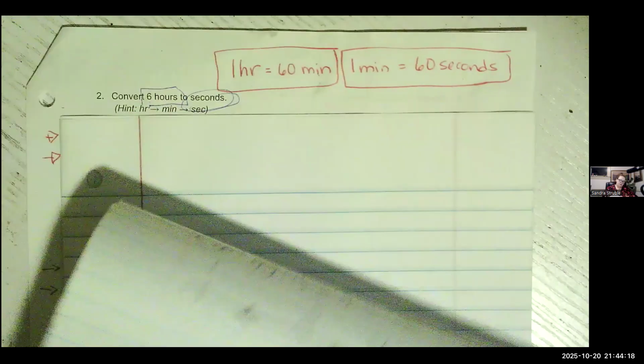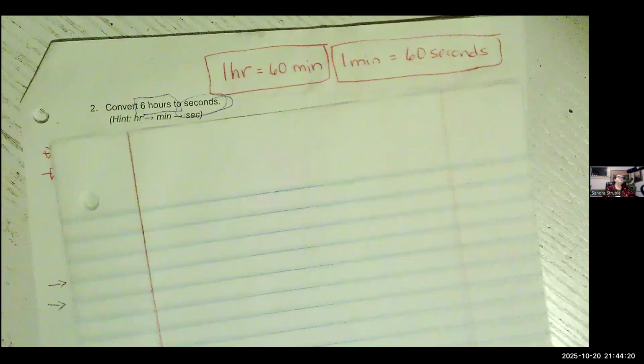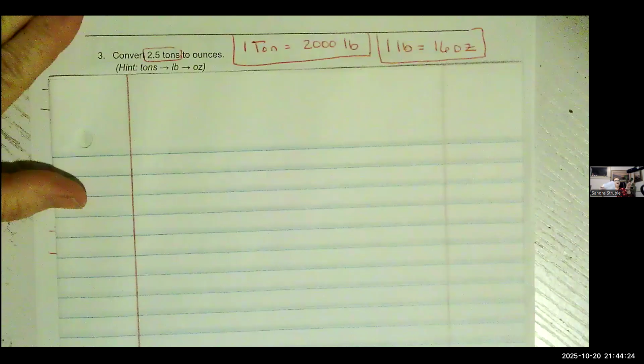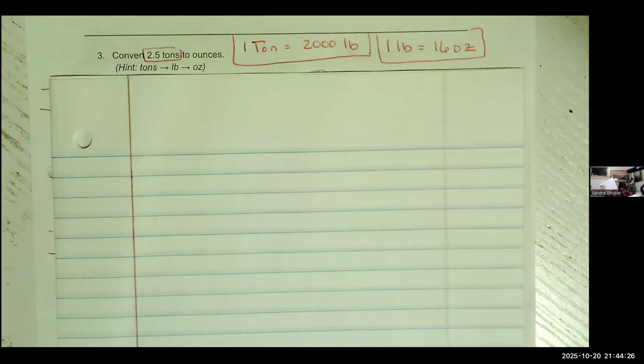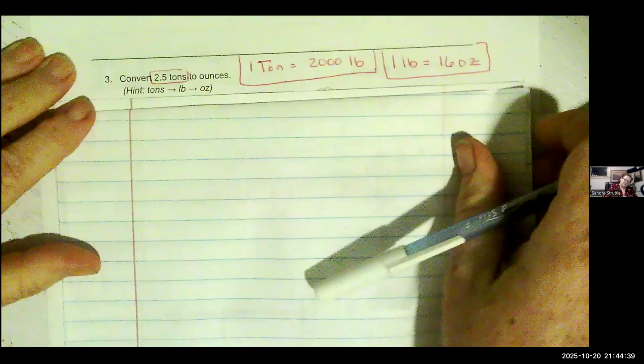So for the next one, you're going to convert 2.5 tons to ounces. And I've got your conversions there. Go ahead and get started. Always start with what they give you, and they're giving you 2.5 tons. It's going to take you a couple conversions to get to the ounces. Pause the video, attempt this one on your own, and then come back to see how you did.